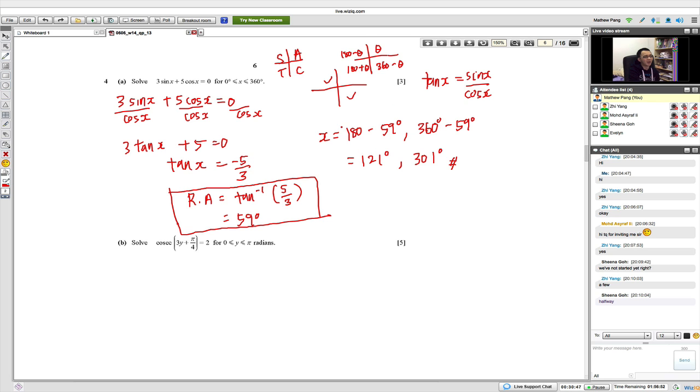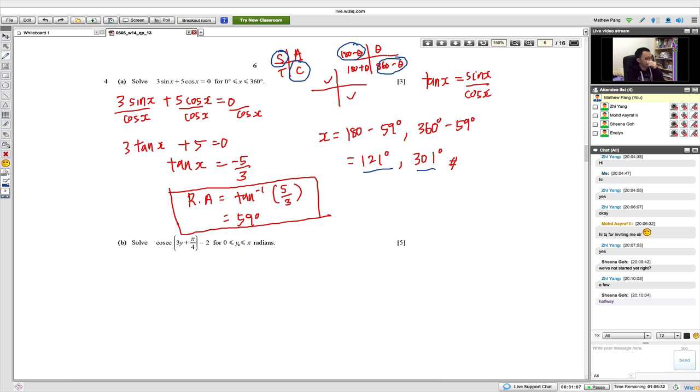Then you will know why I will use 180 minus angle and 360 minus angle. Because of the question, tangent will get negative in this quadrant and this quadrant. So I will use this and this in order to get my correct answer. Alright, then I will move on to B. For B, I need to solve this one.